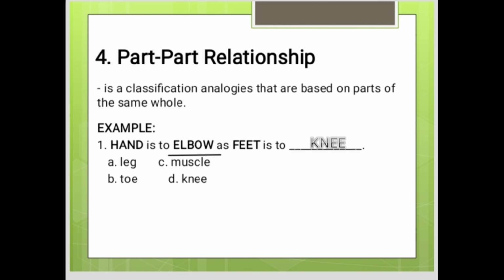A. Leg, B. Toe, C. Muscle, D. Knee. So the answer is D. Hand is to elbow as feet is to knee. The hand and elbow are part of the same whole, and the feet and knee are part of the same whole also. So let's proceed to number 5.